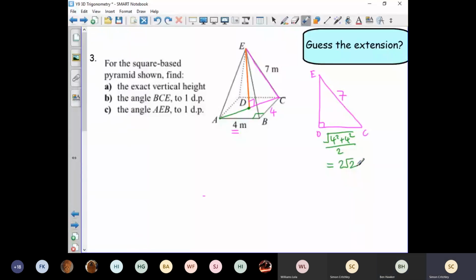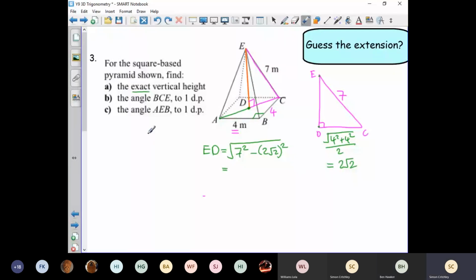Right, now we're just going to use Pythagoras, aren't we, to be able to finish the question, to get from E to D here. So E to D is equal to the square root of, we'll find that shorter side so take away, 7 squared minus 2 root 2 squared. And we are asked for the exact vertical height, so we don't want any rounding error, and that's why we didn't write 2 root 2 as a decimal.